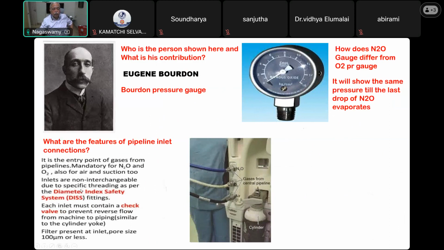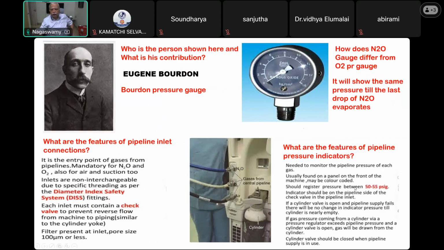The inlet should be non-interchangeable, and nowadays they use what is called the diameter index safety system instead of the pin index system that was used in the olden days. Each inlet must contain a check valve to prevent reverse flow, and it should have a filter to prevent any particulate matter entering. And pressure indicators for that should read between 50 to 55 psi.